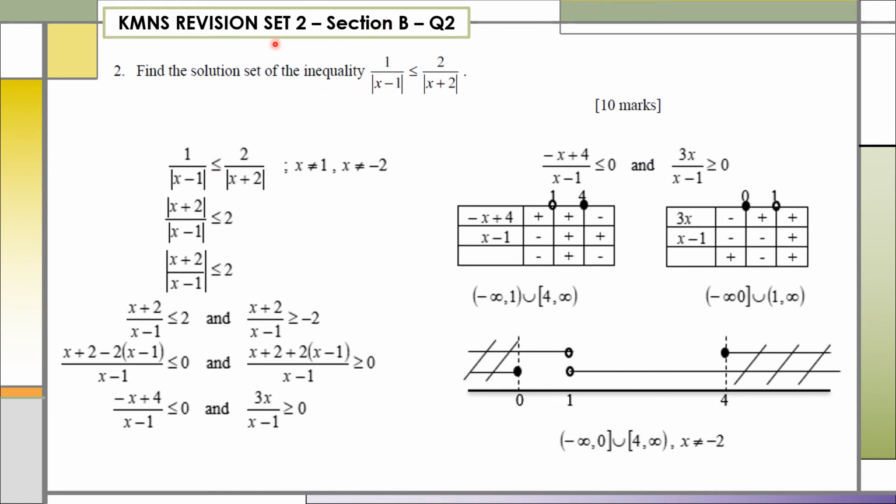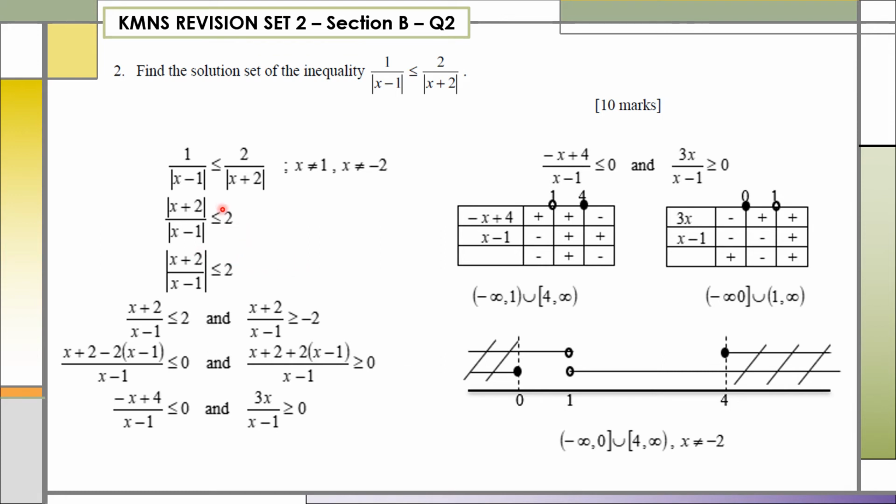Okay, also in topic 2, but this is from set 2, also section B question 2, it asks you to find the solution set of the inequality which involves absolute values. So as I said just now, x minus 1 and x plus 2 here have a modulus. So it does not matter if you want to bring it to the other side, because it won't change the sign since it's in modulus. But if it does not have a modulus, then you cannot simply bring it to the other side.